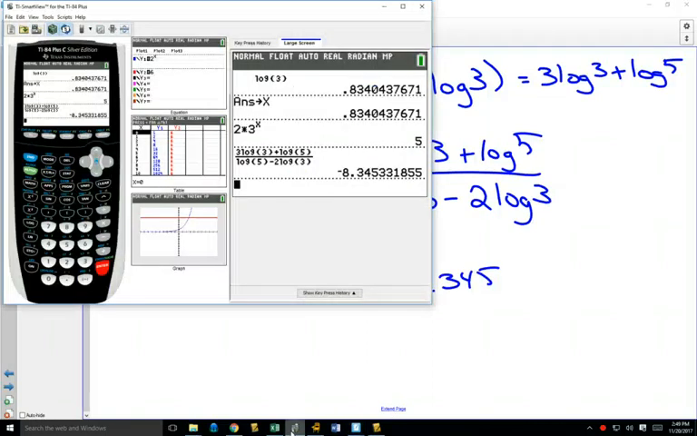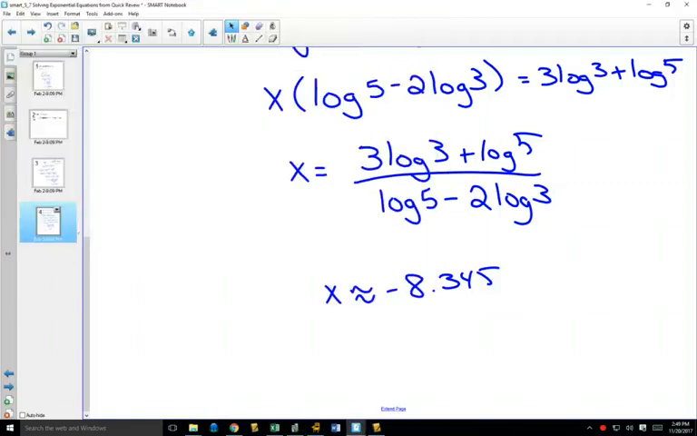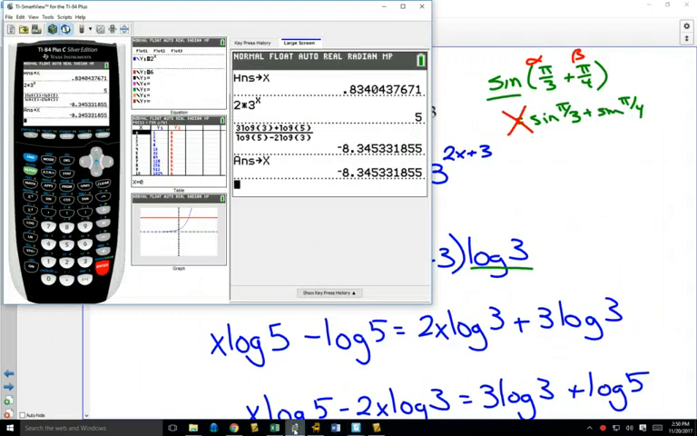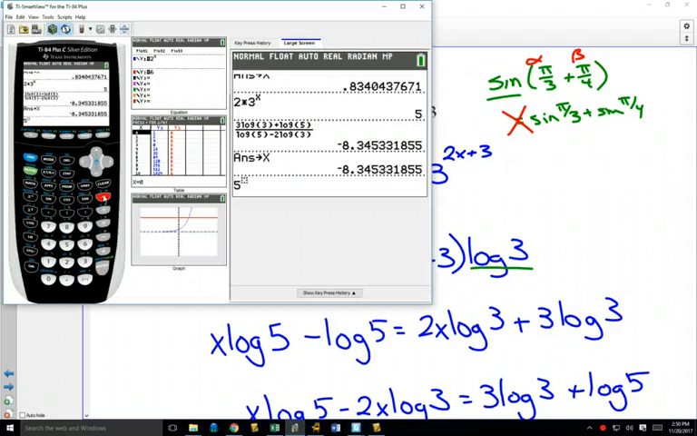A quick check to see if we're right. I'm going to store that as x. Go back and look at my original equation. On the left-hand side, I had 5 to the x minus 1. So I'll write 5 to the power x minus 1. Again, since I have the newer calculator, I don't need to put brackets around that.